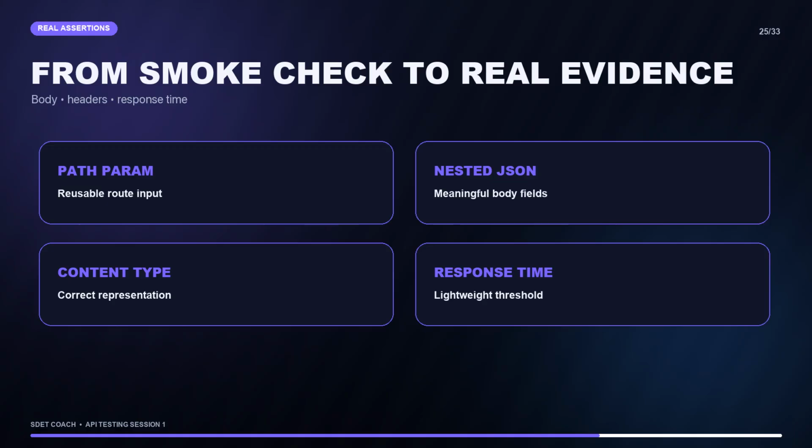The city shows nested navigation. A non-empty company name checks that a required business value is present without coupling the test to one exact company string. Content type confirms the representation is JSON. Response time demonstrates a lightweight service expectation.